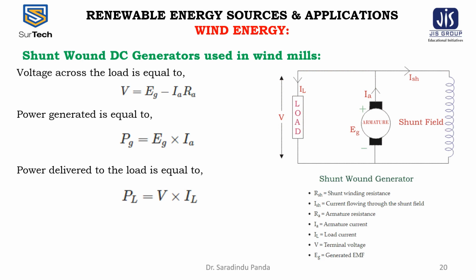So both the shunt wound and the series wound self-excited DC generators have the disadvantage that changes in load current cause severe changes in generator output voltage due to armature reaction, and as a result these types of DC generators are seldom used as wind turbine generators.